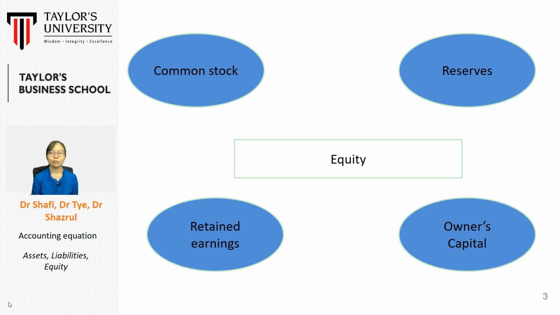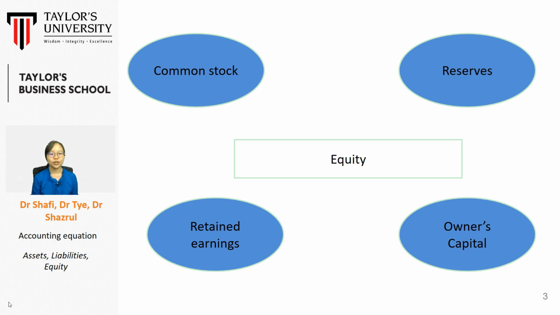As you can see from the slides, there are four given examples of equity. You have common stock, reserves, retained earnings, and owner's capital. Starting with owner's capital, which is the easiest to understand. The name already indicates it: any money that the owners brought into the business. If they brought in 1 million into the business, that 1 million will be recorded as owner's capital.